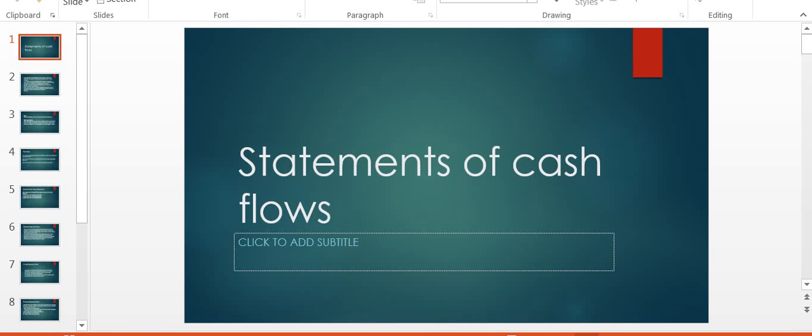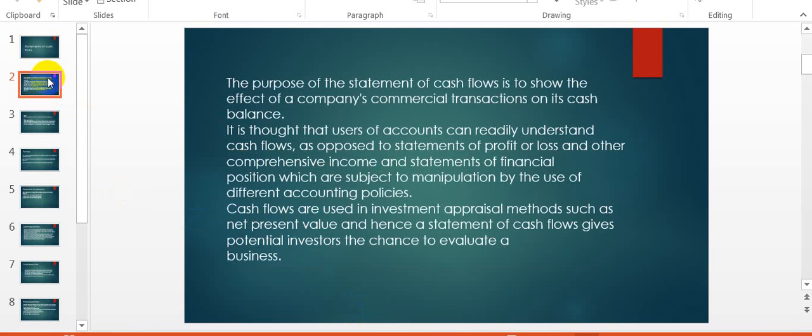Okay, so we start with statement of cash flow. We're saying the statement of cash flow is a reconciliation. It reconciles the profit that you've made in a period to see how this profit relates to the cash that you have made in the period, the cash balance which will be sitting in the statement of financial position in the current year.